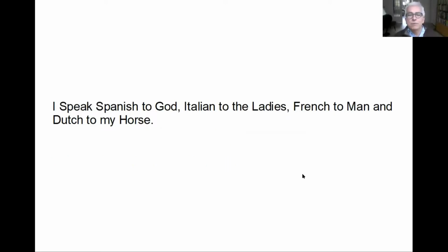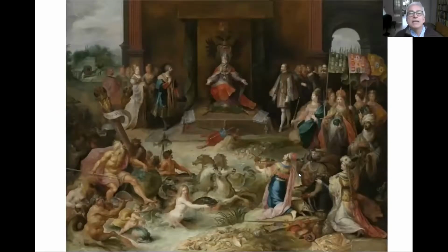And before we go to the picture of his abdication, just one of his famous phrases. He did speak a couple of languages, and in Spanish he should have told, according to the books, I speak Spanish to God, Italian to the ladies, French to men, and Dutch to my horse. So that's how much he appreciated the Dutch language. Thank you very much, Charles. This is the moment of his abdication.